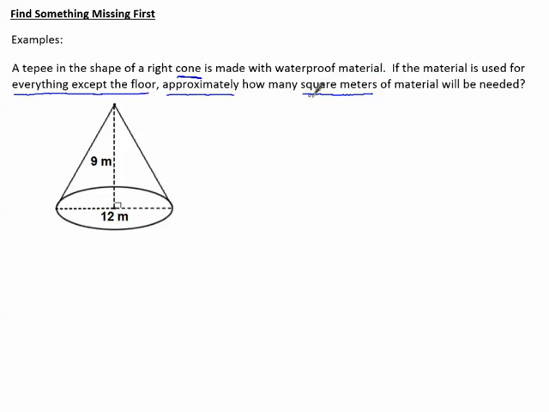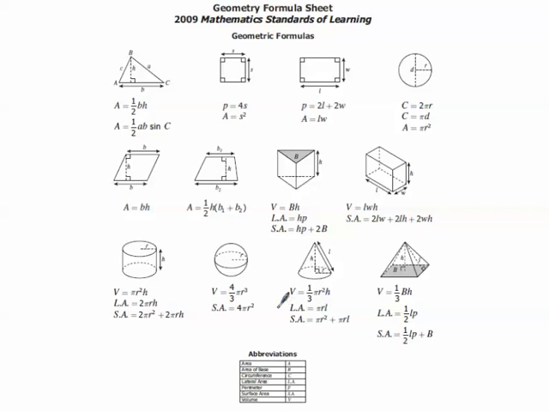Often when we look at the units of measure, that can help us. So remember that square units is a measurement for area. What kind of area exactly? Because if we go to our formula sheet to match the cone, here's the cone, we have two different kinds of area, LA and SA, the lateral area and the surface area.